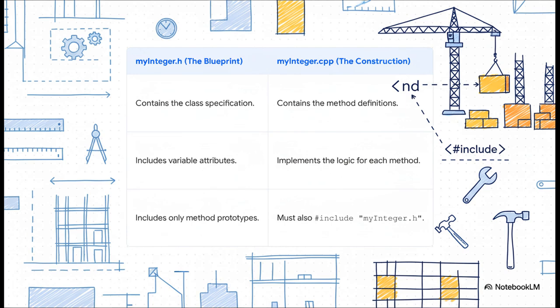It's the what. Then, on the right, we create a new file, myInteger.cpp. This is like the private construction site. It's where you actually build the logic for all those functions. It's the how. And the key thing to remember is that this CPP file has to #include its own header. That's how the compiler can check that the code you wrote actually matches the blueprint you promised.